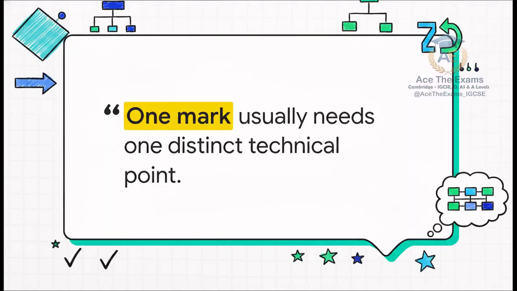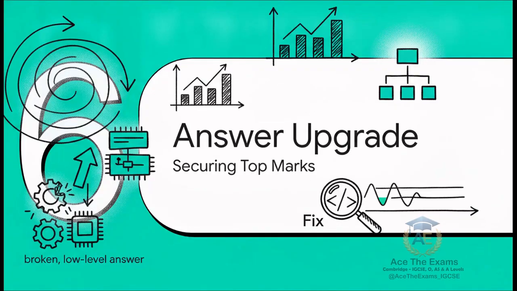Which brings us to the absolute golden rule of Cambridge exams. Read it with me. 1 mark usually needs 1 distinct technical point. Seriously, examiners do not give you points for writing a novel. They give you points for distinct, technically accurate statements. If it's a 3-mark question, you need 3 distinct technical points. Period. Let's apply that in Section 6, Answer Upgrades Securing Top Marks.